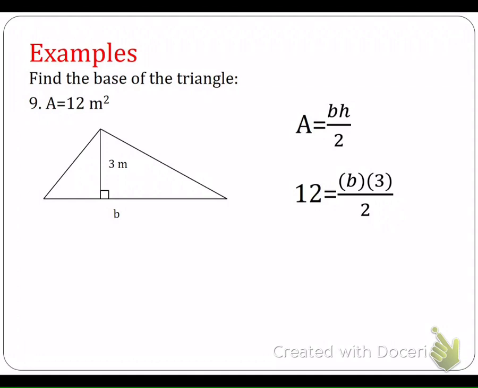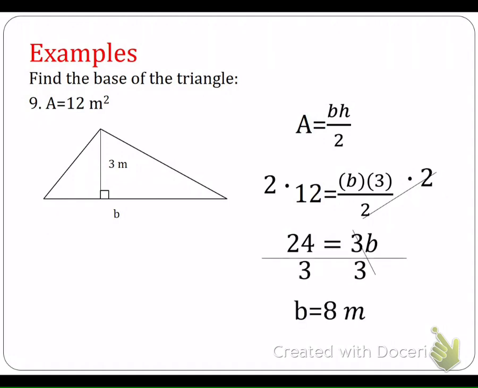All right, what do I do now? Times the thing by 2. Multiply by 2, so we're going to have 24 equals 3B. B equals 8. Very good. 20 feet.